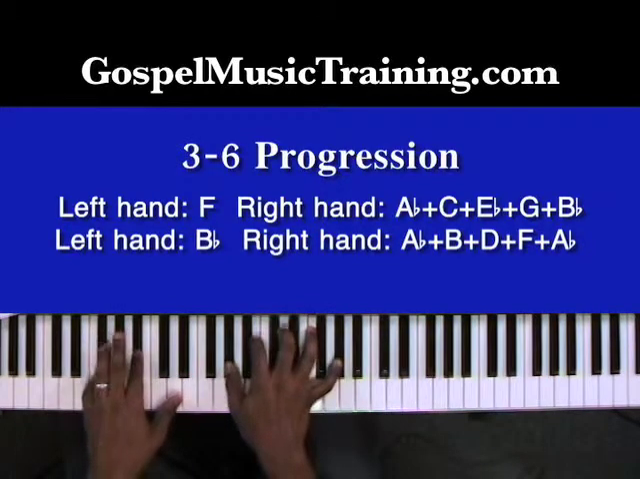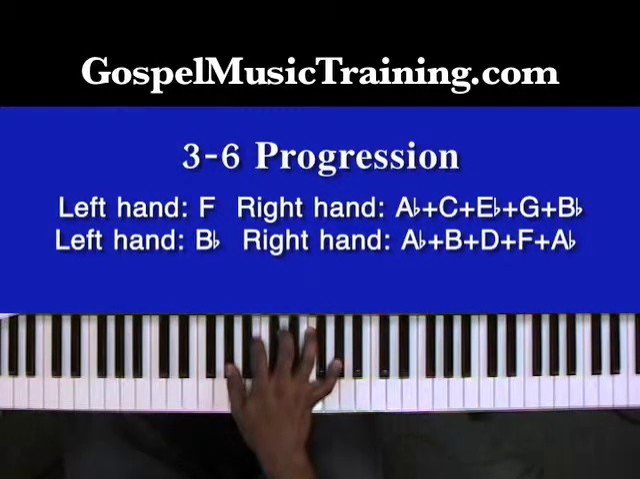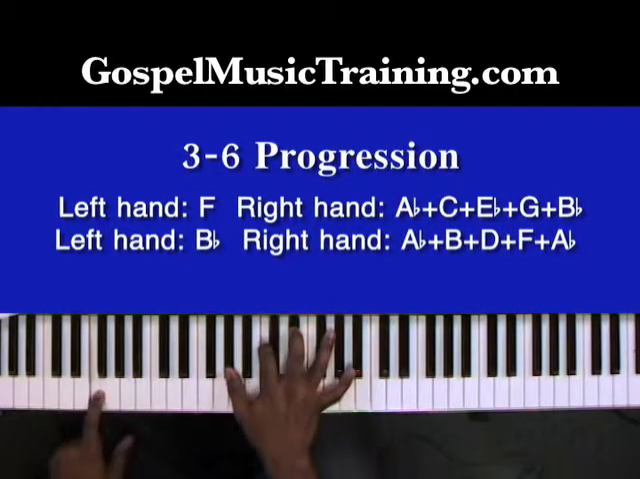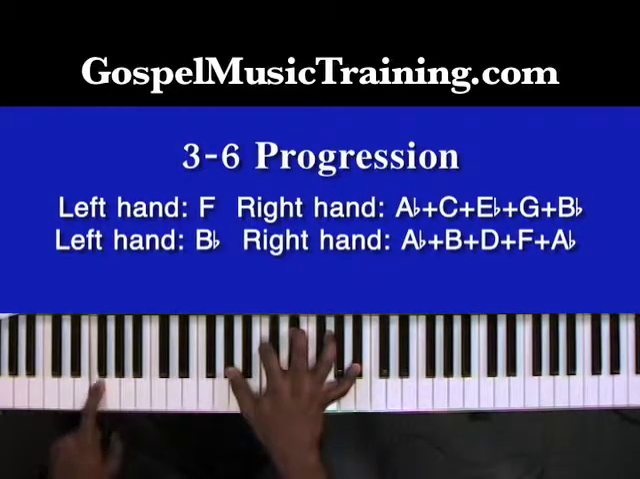That's a particular 3-6, and this is the particular way to play it. So you have F on your bass, and then just play this big old A flat major 9 chord. If you can't play the 9, leave out the B flat. But it's A flat, C, E flat, G, and B flat. And this is a 3 chord.